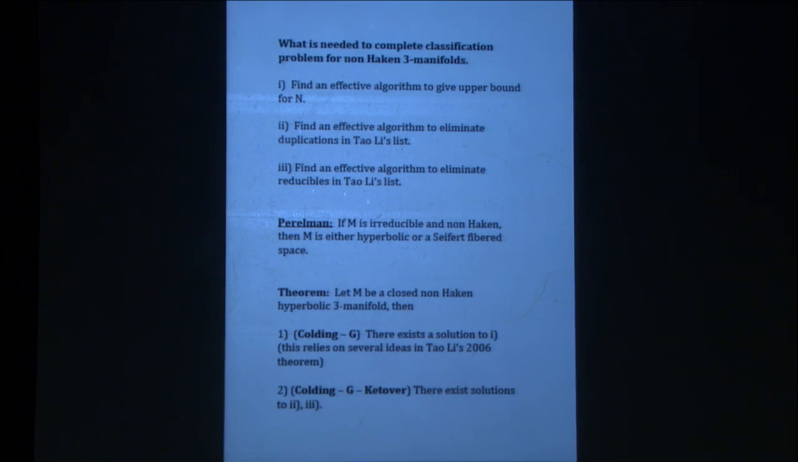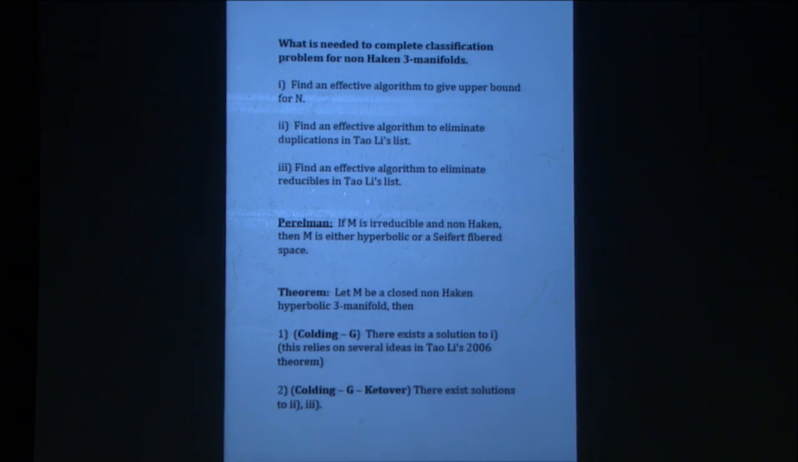Well, there are 3 things. The first is that the fact that there's an upper bound is an existence theorem, and you need to be able to produce, at least in finite time based on the original data, such a number. Second, the Heegaard splittings in Tao Li's list might have some duplicates, and third, there might be some splittings in the list which are reducible.